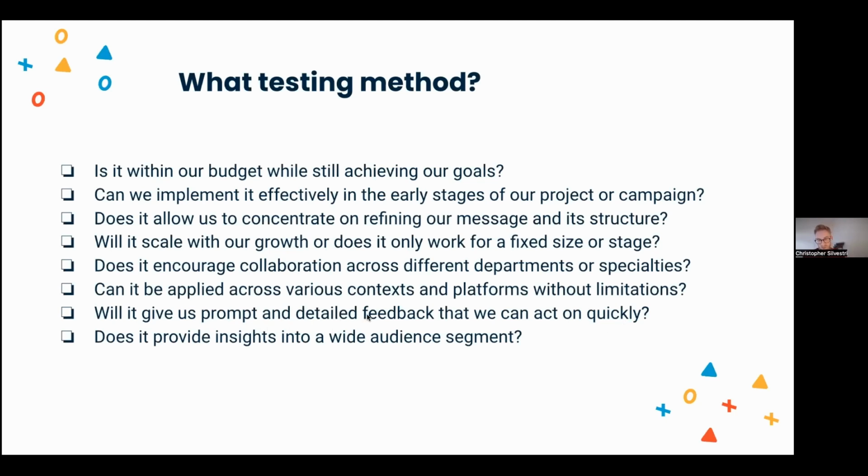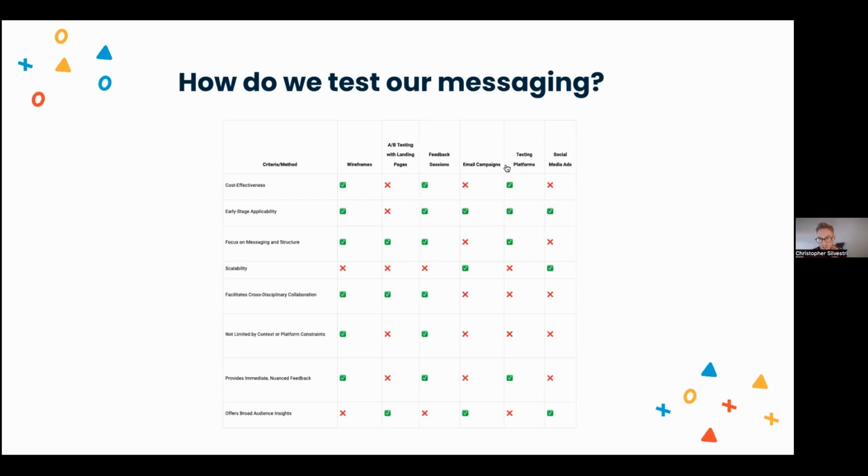Here, for example, emails or A/B tests might take 2 weeks, 3 weeks, a month to give you feedback. If you instead go on a usability testing platform or a messaging testing platform, you can get feedback in 1 day, for example. Does it provide insights into a wide audience segment? This basically taps into the pool that you can use to give you feedback. All of these are questions that you can use to understand which of these is the best testing method for you.